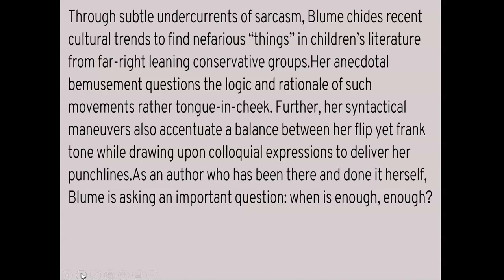Let's look at the vocab. Very good vocab, and I poured it on in this one. Subtle, undercurrents, chides, nefarious, anecdotal, bemusement, rationale. Mixed in though with things like tongue-in-cheek, flip, and frank, right? So don't overdo it and try to balance it. I said the word punchline in it. So kids can go a little colloquial, a little vernacular, if they can balance it out with the tier 2.